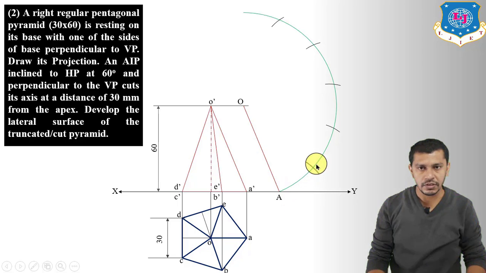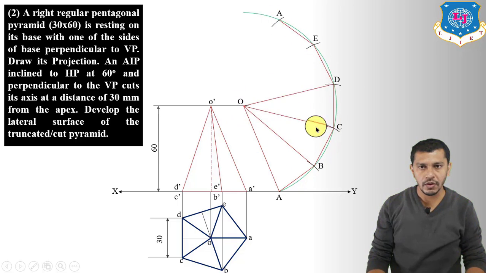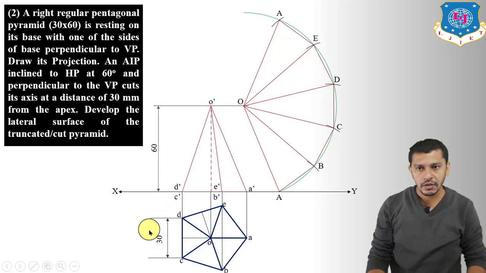So this is A, so this will be our B, C, D, E, A. Connect AB, BC, CD, DE and EA. Now connect all these points to point O. So OB, OC, OD, OE will be the basic development of the pentagonal pyramid. It will give us 5 triangular faces having base length equal to the length of the base edge of the pentagonal pyramid, and this side length will be equal to the length of the slant edge O dash A dash.